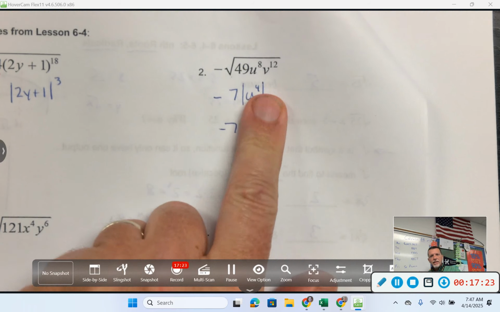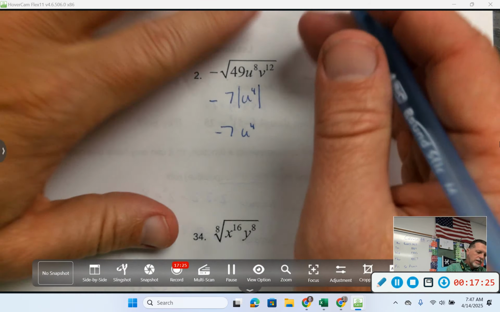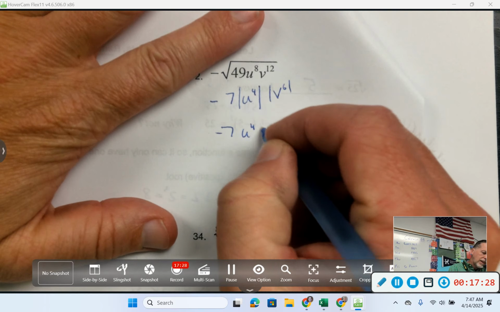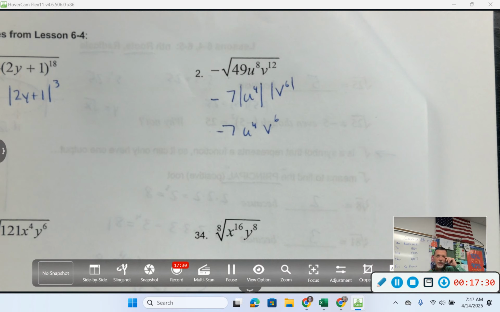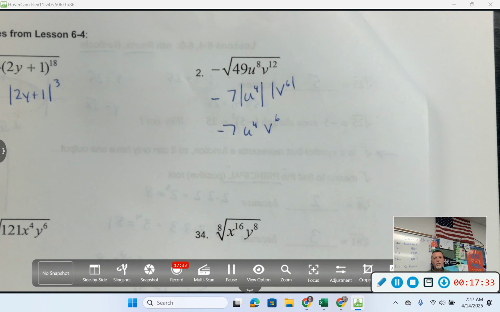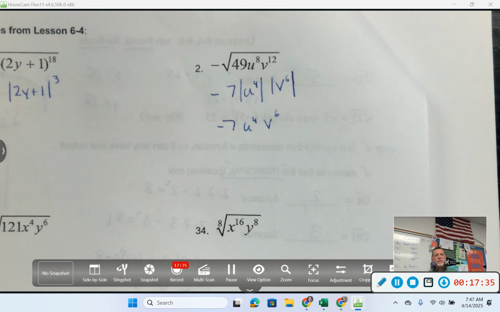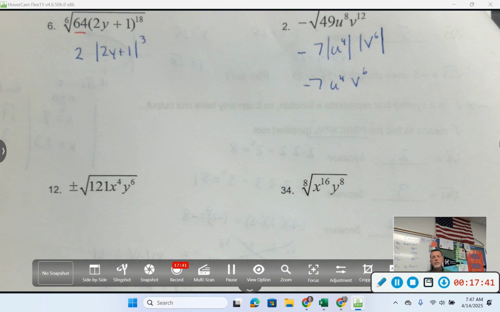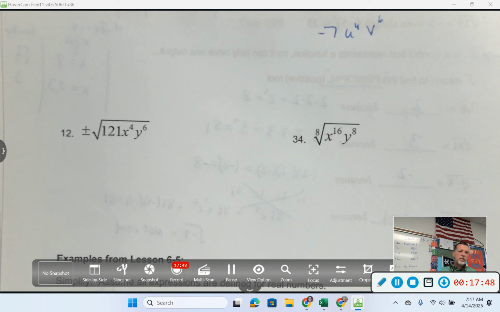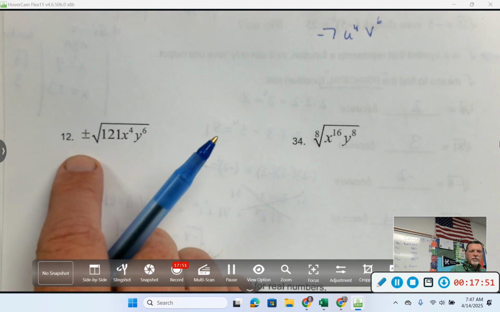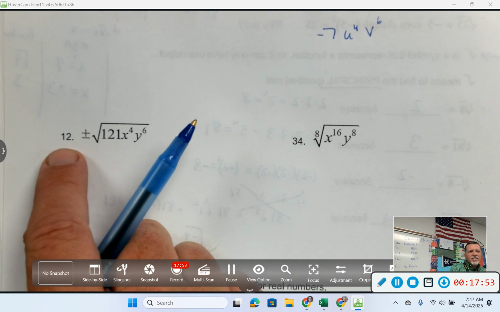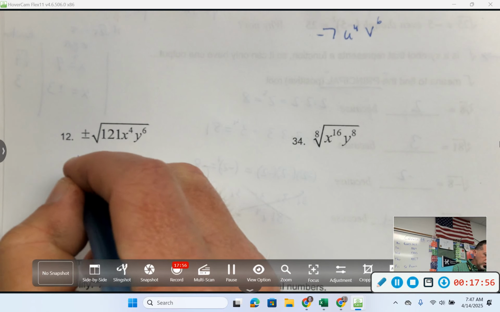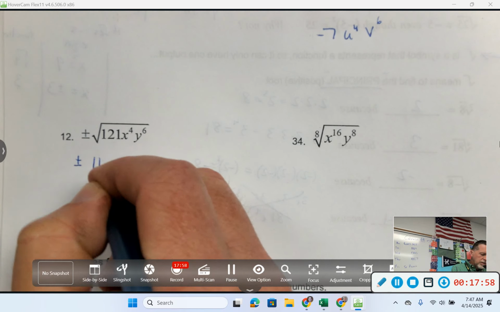How about square root of v to the 12th? V to the 6th. And again, you could put the absolute values on there, but it's not needed because v to the 6th is always going to be a positive number. Tricky. And yeah, that's it. We don't have to do anything else. So the computations aren't hard today, but the thinking is the challenge. 12, plus or minus. But that's already there, and it's on the outside, so just leave the plus or minus alone. Square root of 121 is 11.